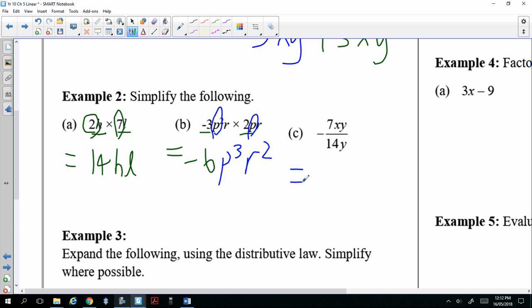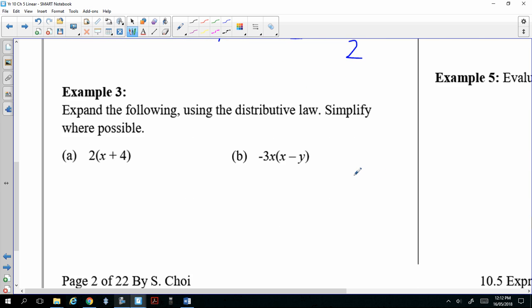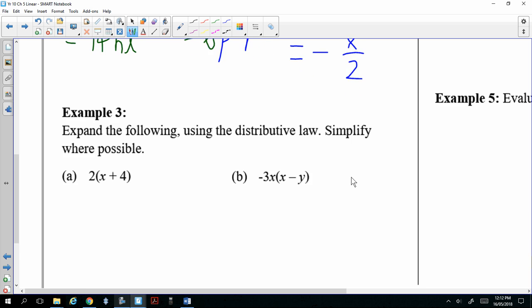Next one. When you do division, it's just like simplifying fractions. So 7 and 14 get cancelled. So you get 2 at the bottom. And then the y's get cancelled. We have x on the top with a minus in front. Okay, actually that doesn't look good. So you should write negative x over 2. Okay. All right, any questions? Good. I think some of you may be ahead of me because you can do them very fast. Okay. Let's do the next one.